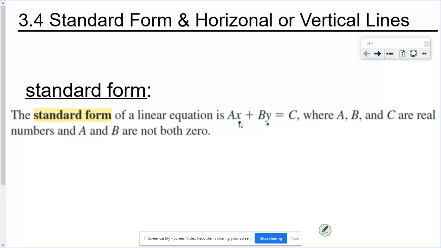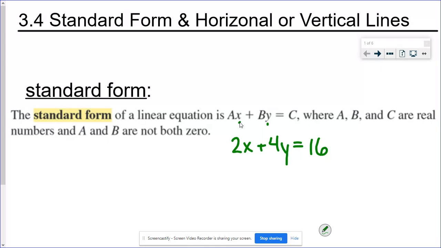And then the number that's on the other side of the equal sign, in this case it's a C, is just some constant or regular number. So some of the problems that we looked at yesterday would look something like 2x plus 4y equals 16. So for instance, this equation is in standard form. Again, the x's and the y's are together, the constant, the regular 16, all by itself.